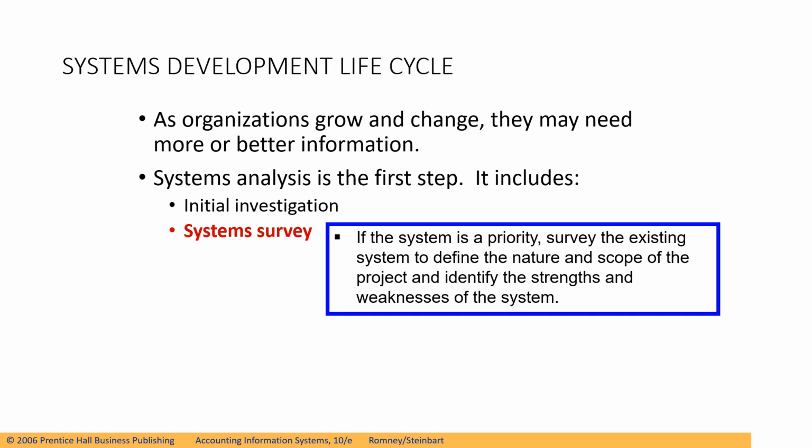Second is the system survey. After the initial investigation, you need to conduct a survey of your system. If the system is a priority, you survey the existing system to define the nature and scope of the old system first, and identify the strengths and weaknesses of the system, so that when you buy or develop a system, you can already accommodate the needs of your company.